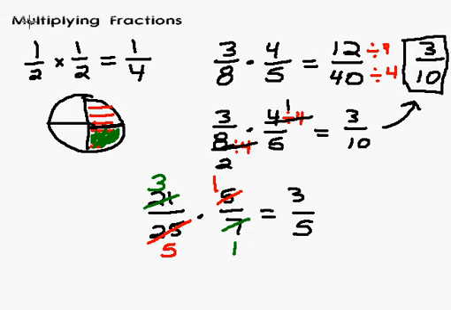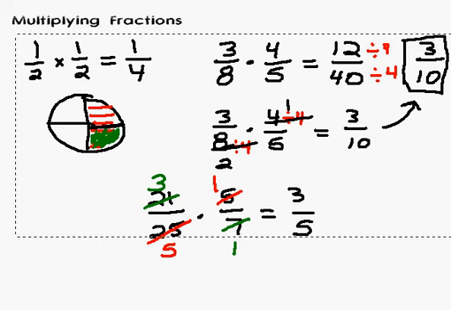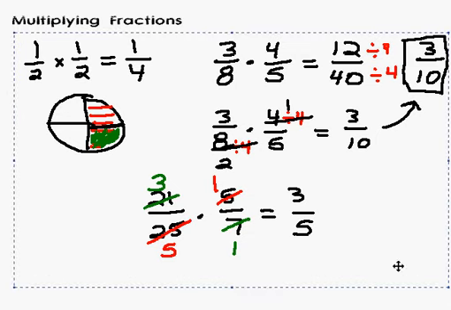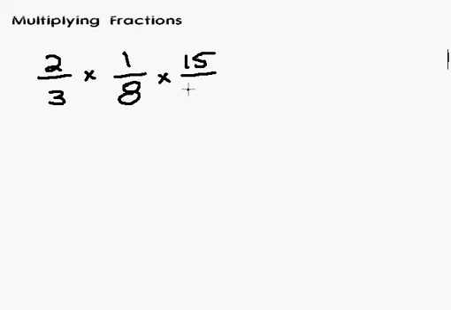Alright, let me erase some of this and then we'll do a couple more examples. Alright, let's look at another example here. Let's do more than one fraction. Sometimes you can have 3 fractions. Let's say 2/3 times 1/8 times 15/16. Alright, so in this problem now, I can cancel again.